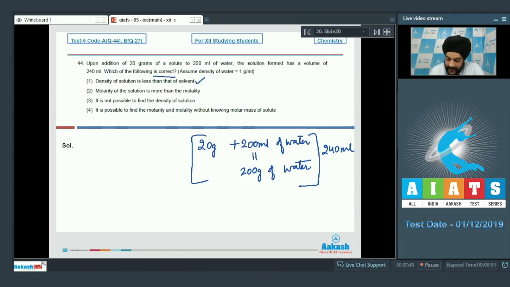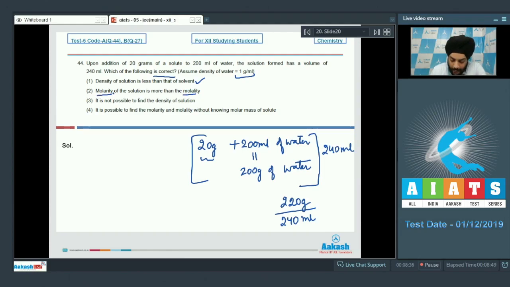The solvent had a density of 1 gram per ml, whereas if we talk about the solution, it has 220 grams in total. So there was 20 gram of solute and 200 gram of water. So there was a total of 220 grams present in 240 ml of solution. So students, the first statement is correct. If we talk about the second statement now, molarity of the solution is more than that of the molality.